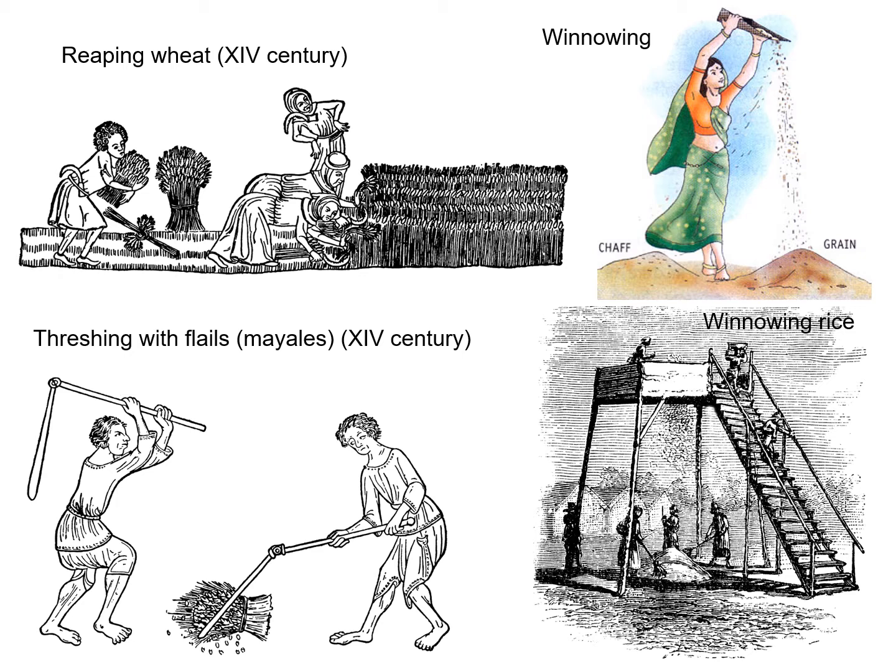In some cases, the threshing was performed using flails, in Spanish, mayales, like here, by beating the plants. Or here, this is a tower made for winnowing rice. We let the mixture of grain and chaff fall from a height, so wind will take away the chaff because of its lower density.